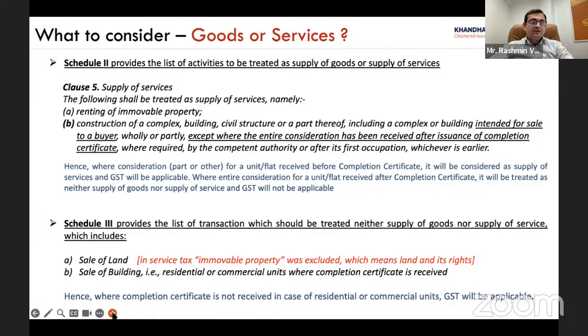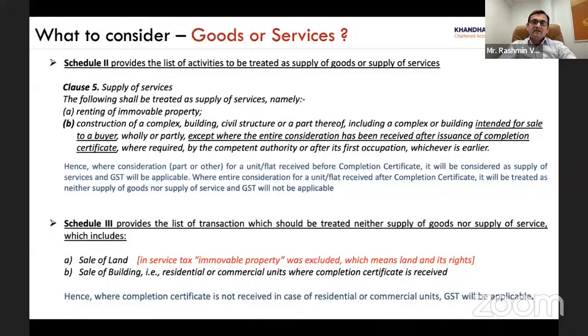As I said, Schedule 2 is basically classifying. The classification says that construction of complex shall be classified as a supply of services. So construction of complex, building, civil structure or a part thereof, including a complex or building intended for sale to a buyer, wholly or partly, except where the entire consideration has been received after the issuance of completion certificate, where required by the competent authority, or after its first occupation, whichever is earlier.